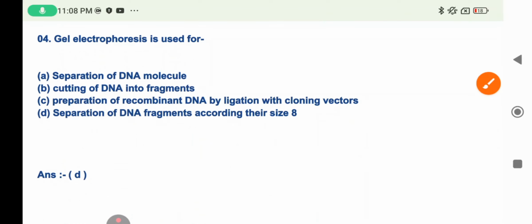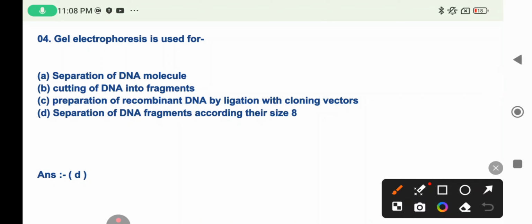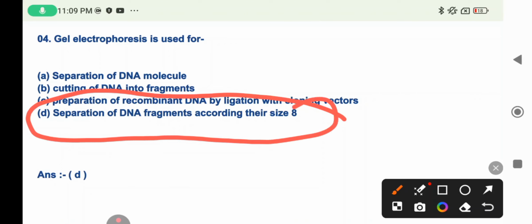Now move on question number 4. Gel electrophoresis is used for, and here the options: option A suppression of DNA molecule, option B cutting of DNA into fragments, option C preparation of recombinant DNA by ligation with cloning vectors, option D separation of DNA fragments according to their size. And the correct answer is option D separation of DNA fragments according to their size.